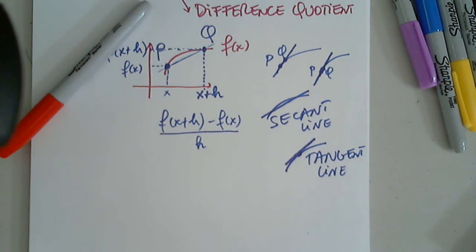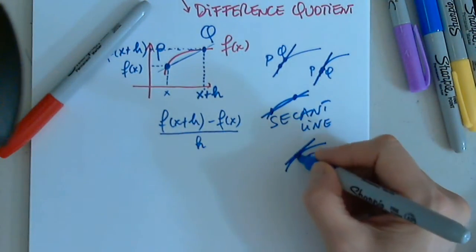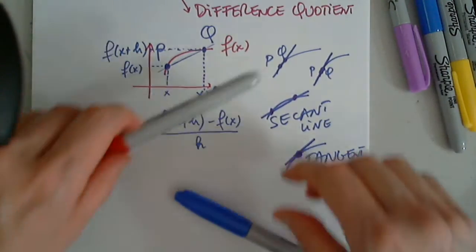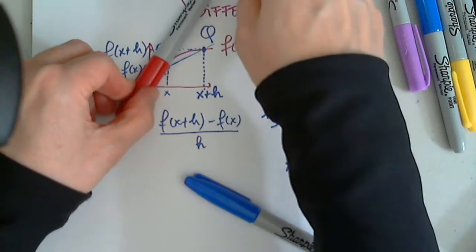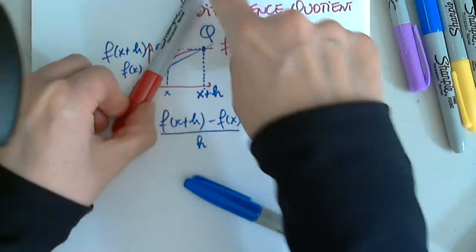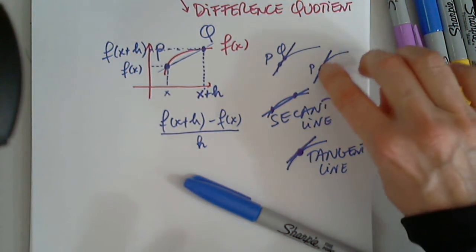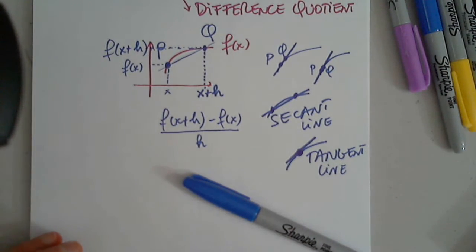Nothing to do with trigonometry. This is called secant because it crosses the graph in 2 points. This is called tangent because it only touches, or it has one common point with the graph of the function. So do we see why when Q gets closer and closer to P, eventually the secant line becomes the tangent line? So this is closer to becoming a tangent, this is almost a tangent, and this is a tangent. Would you agree, everyone?